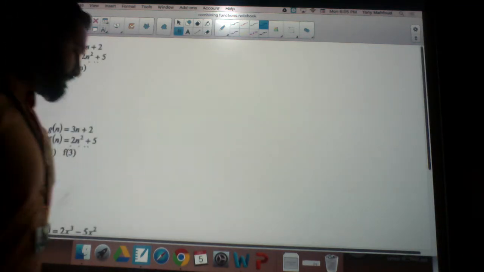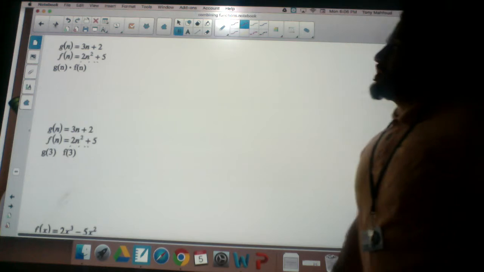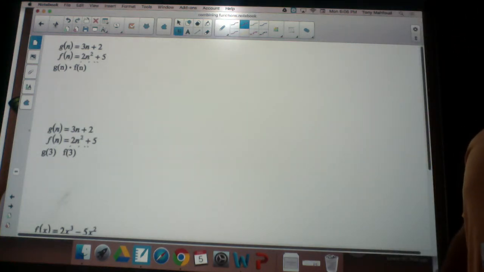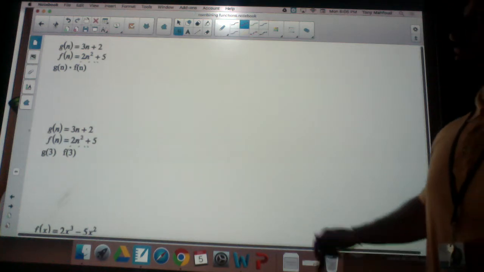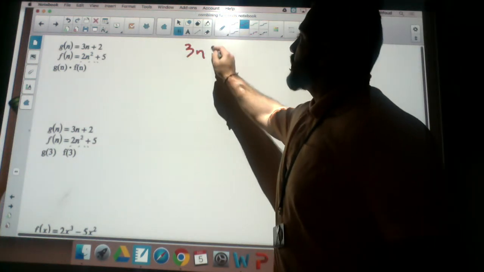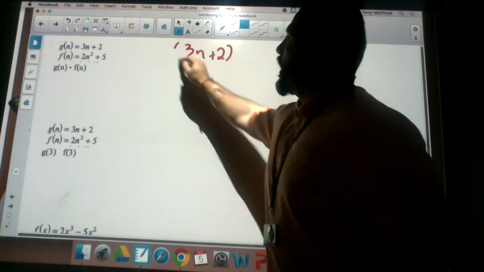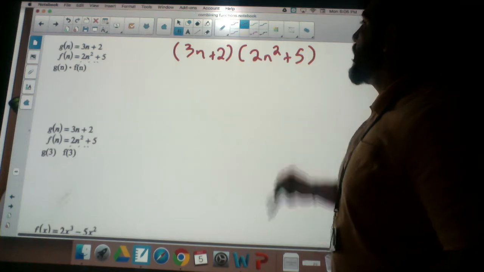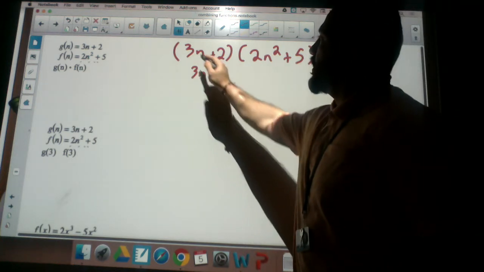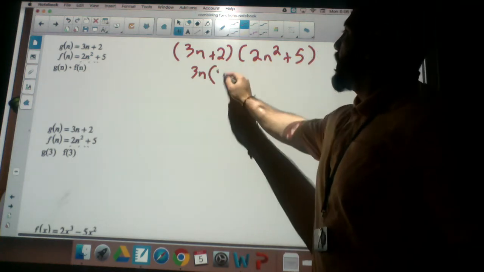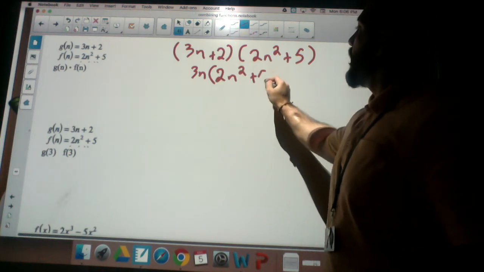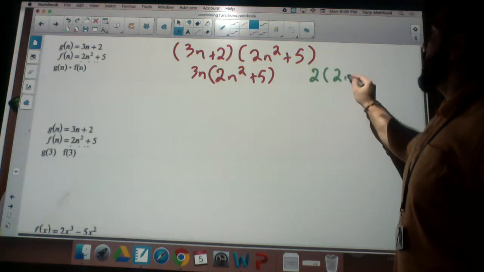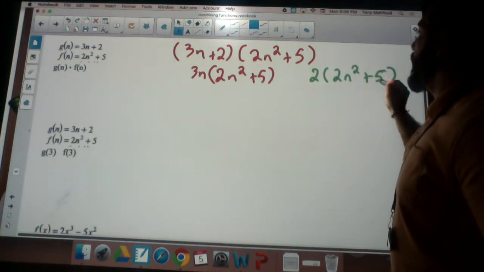Alright, a couple more to go. Now I have g of n equals 3n plus 2, f of n equals 2n squared plus 5, and I'm going to multiply g of n times f of n. Well, g of n is 3n plus 2, and f of n is 2n squared plus 5. So I'm going to take my first term, 3n, and multiply it by 2n squared plus 5. Then I'm going to take my second term, 2, and multiply it by 2n squared plus 5.